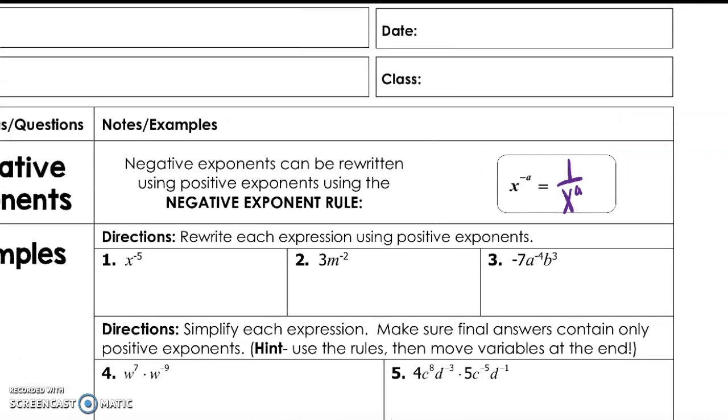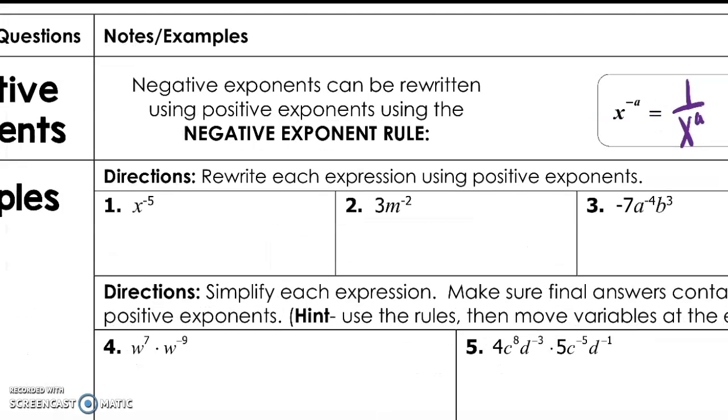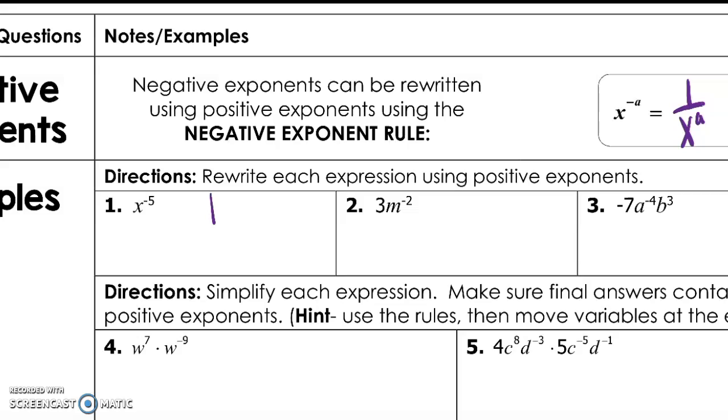So we're going to do 1 through 3 and then just the even ones on this video. So your first one for number 1 is simply 1 over x to the 5th. If you think about it, there's an invisible 1 in front of the x. So the 1 stays put and the x to the 5th goes to the bottom.